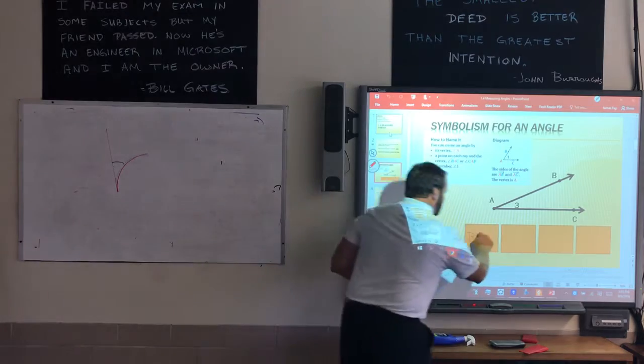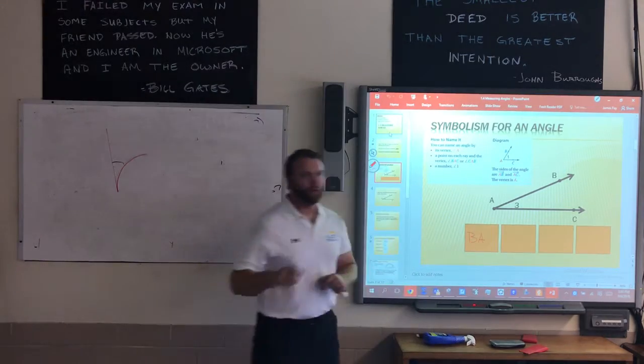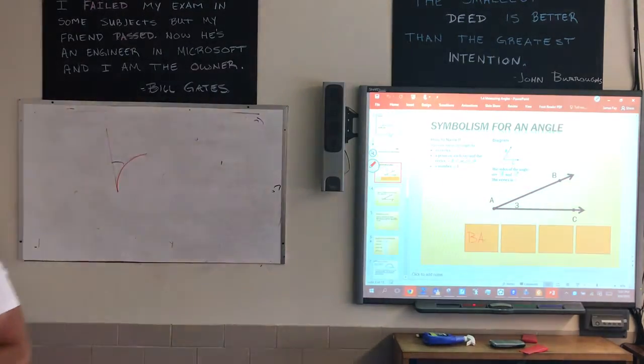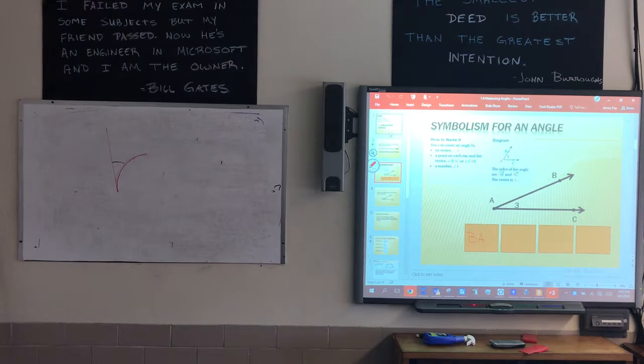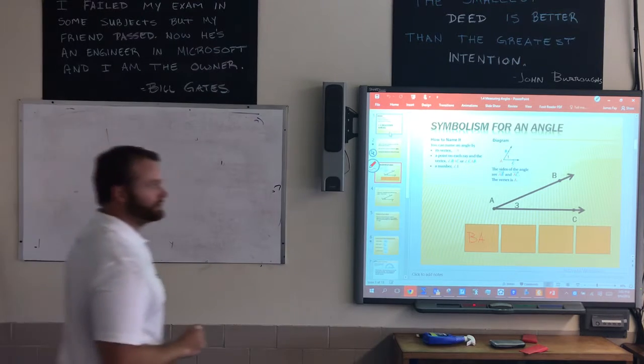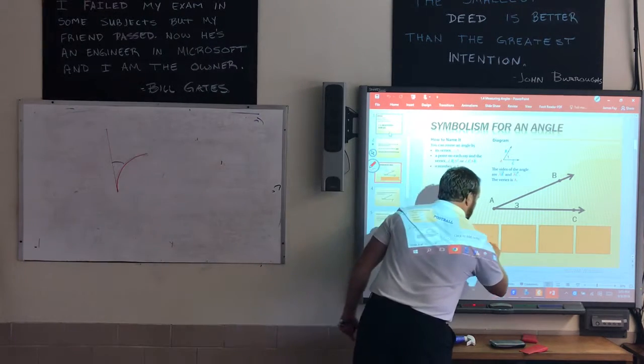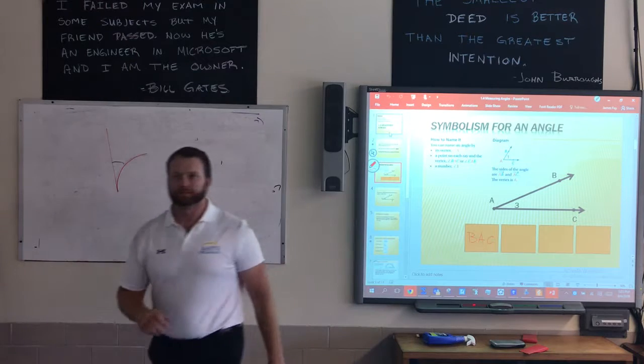And when I say I want to trace these things out, I don't want to backtrack at all. I never want to trace something out and then go back over top of it. So we'll start at B, we'll go to A, and then where would I finish to trace out that angle? C. So I name it BAC.